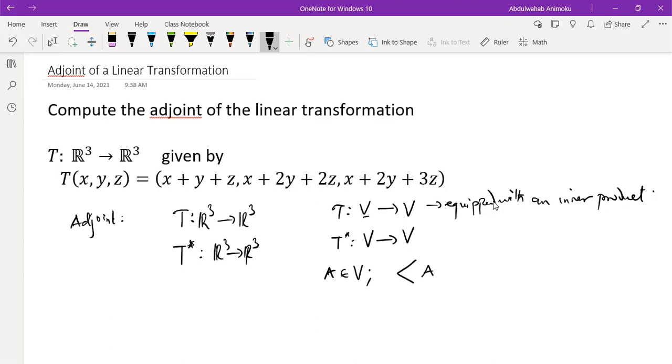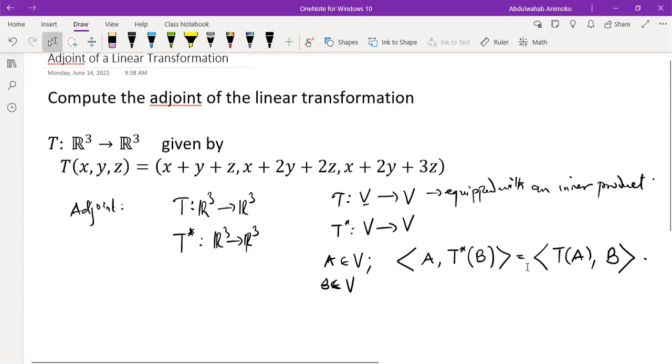If I find the inner product of A and T star of another vector B, where B is also from V, then it should be equivalent to the inner product of T of A and B. This is the relationship between the transformation and its adjoint. Now let's see how this works for this particular problem.